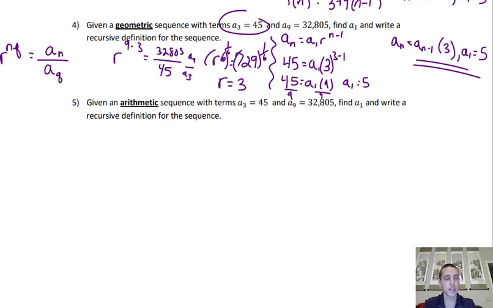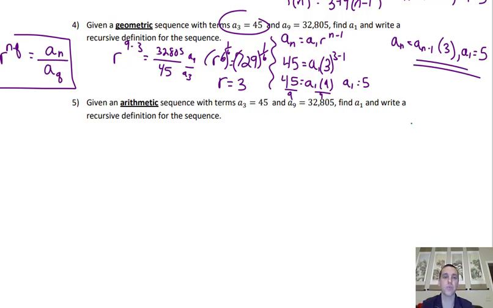Again, extremely important. How do you find the ratio? Based on given two terms, we divide the two terms and then raise r to the power of the difference of what actual terms they are, being subtracted from each other. Very, very important. Moving on to the last one, same idea: given an arithmetic sequence with the third term being 45 and the ninth term being 32,805, find a1 and write a recursive definition.